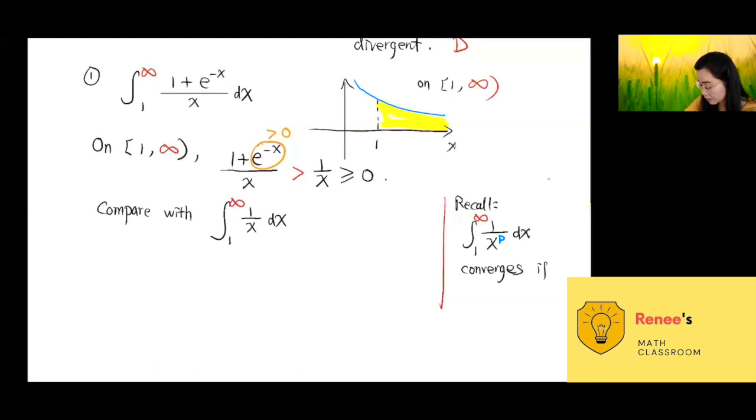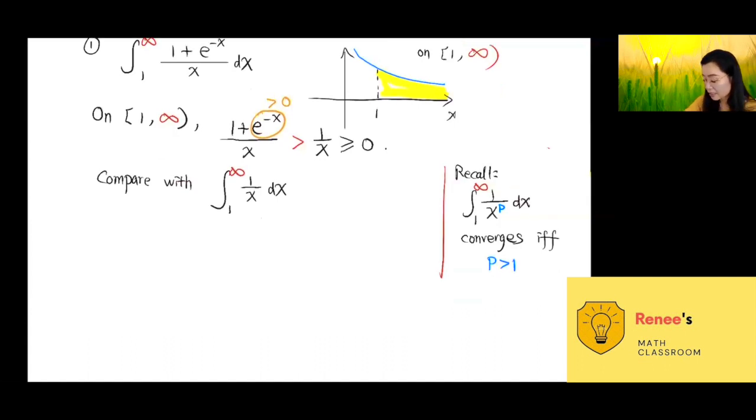Remember, early on, we investigated improper integrals of this type, 1 over x to the p power, x going from 1 to infinity. It is convergent if and only if the power p is greater than 1. So this integral here is going to diverge. It diverges to positive infinity.